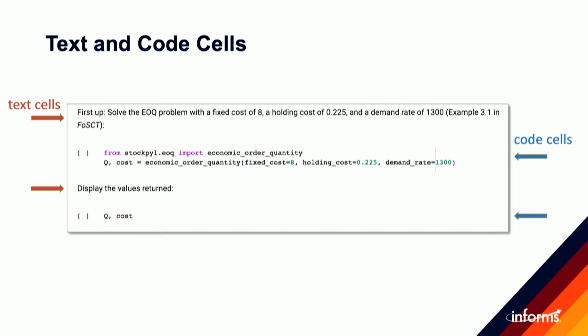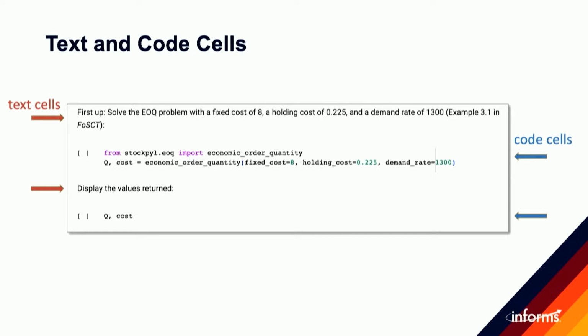And there are code cells. In this screenshot, I've shown you the text cells. That's the first and the third cells there. And the code cells are the second and the fourth. The text cells are static. You could edit those, but there's no need to. But the code cells, you're going to be running.